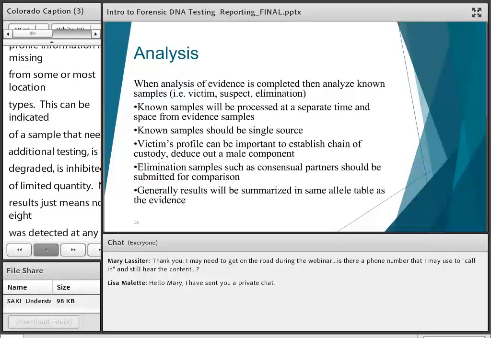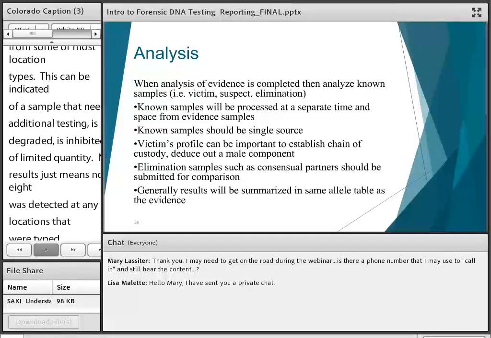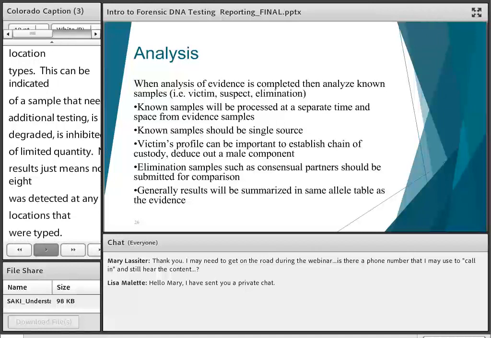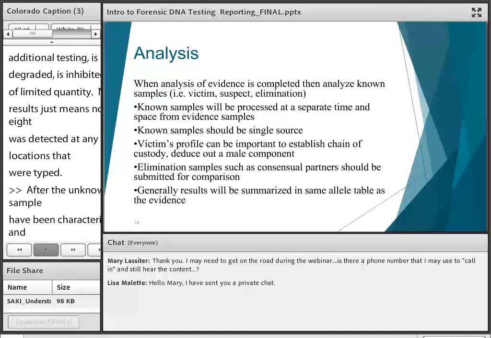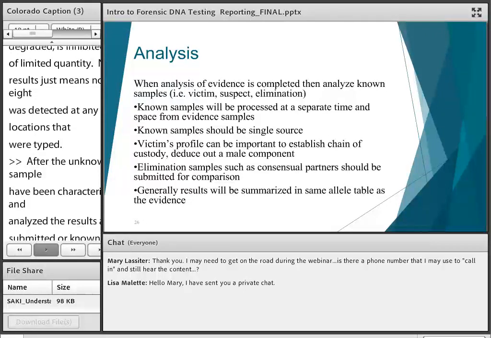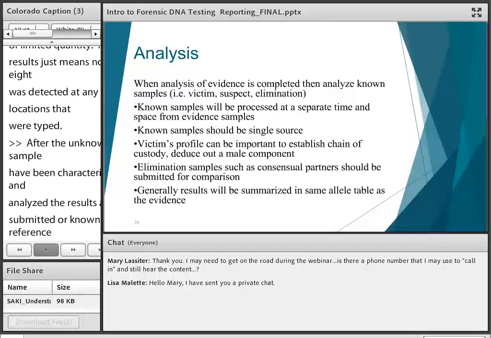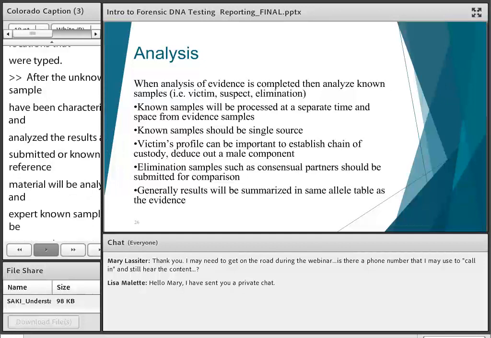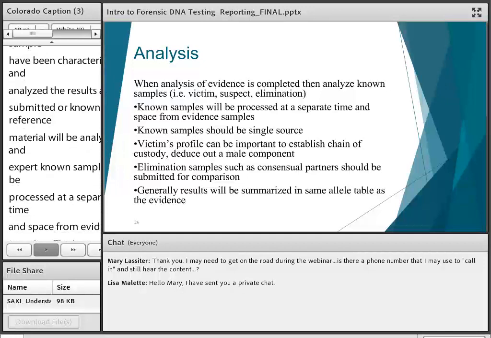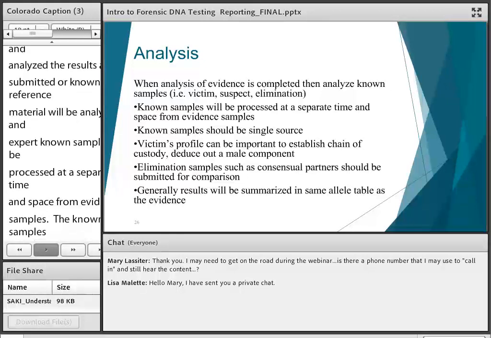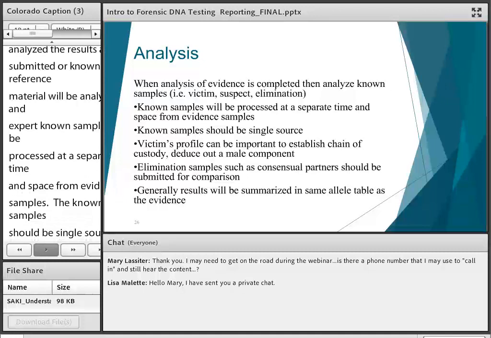After the unknown samples have been characterized and analyzed, the results of any submitted known or reference material will be analyzed next. Known samples will be processed at a separate time and space from evidence samples. The known samples should be single source, so if there is indication of a mixture, it generally means there was some kind of issue either with collection or testing.